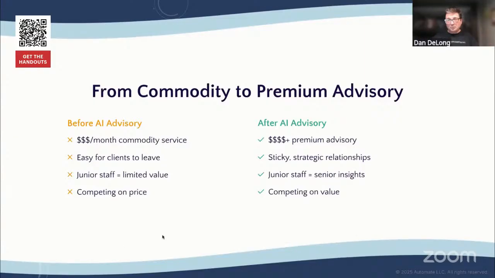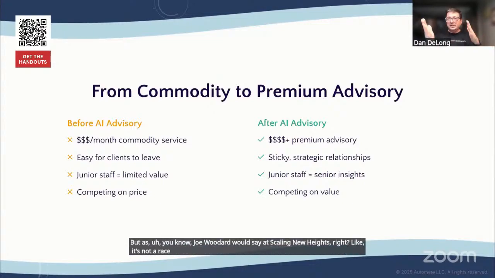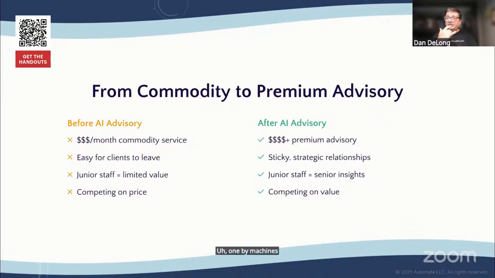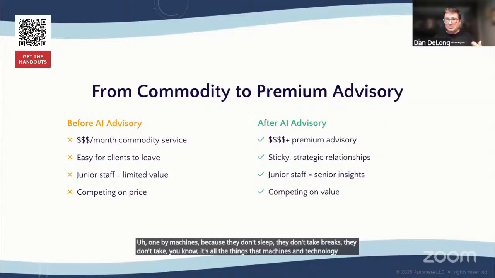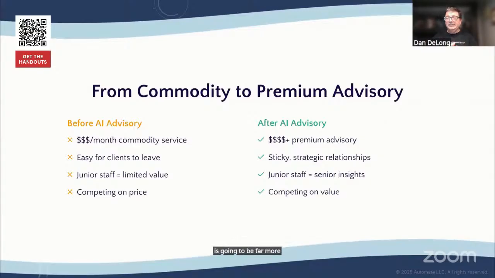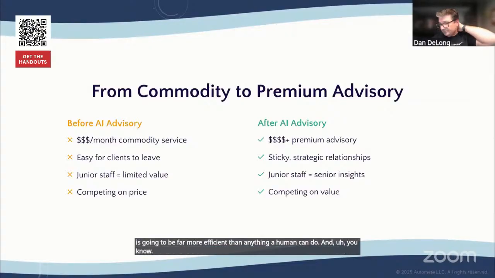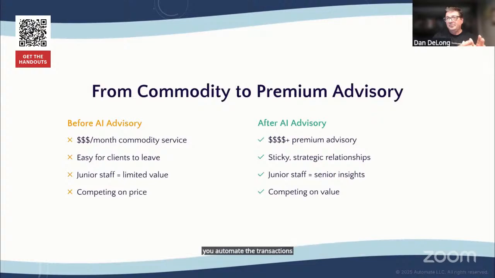But as Joe Woodard would say at Scaling New Heights, it's not a race to the bottom anymore. Because the race to the bottom is going to be won by machines, because they don't sleep, they don't take breaks. All the things that machines and technology are going to be able to do are going to be far more efficient than anything a human can do. And the thing that Hector Garcia at Reframe said that has really resonated with me is that you automate the transactions, but then you humanize the relationship, and that's the thing that machines are not going to be able to do.